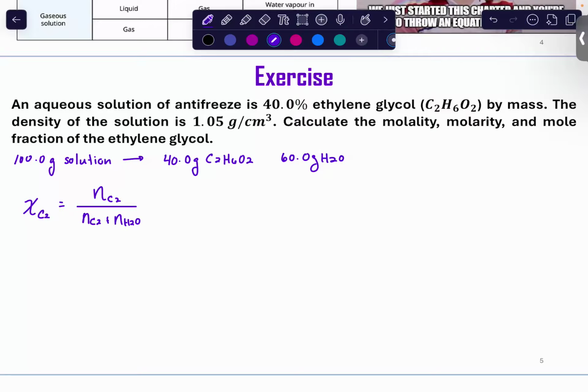All right, well, we do moles of our ethylene glycol. We're going to say we have 40 grams of that. And then, how would I find the molar mass of C2H6O2? Yeah, add it all up. So what you're going to get, 2 carbons, 6 hydrogens, and 2 oxygens. You're going to get, over here.